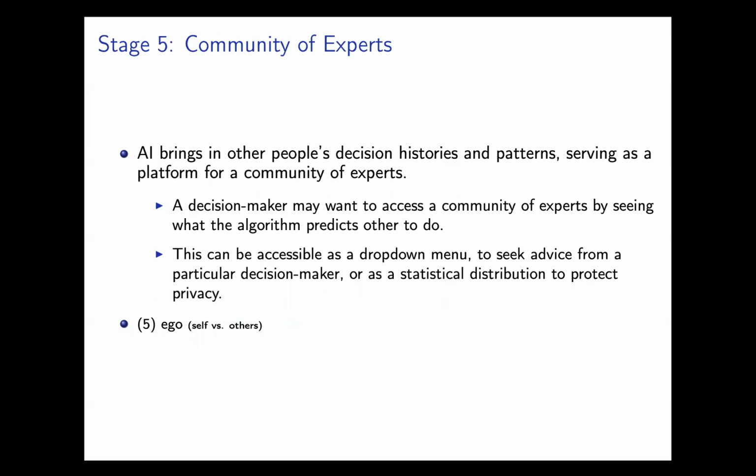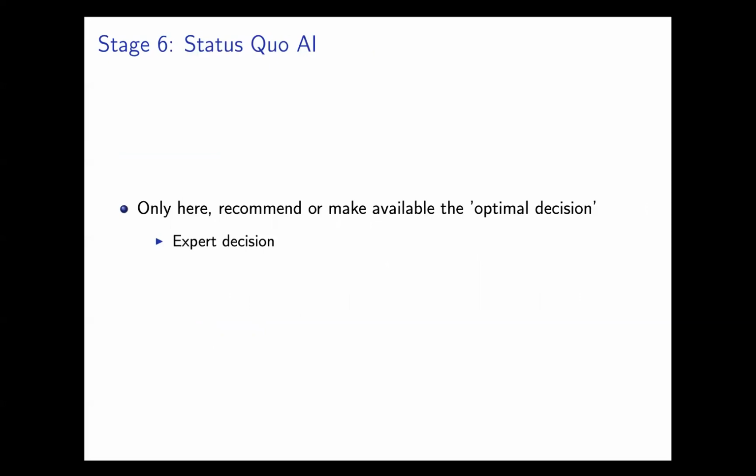You see what the algorithm predicts that others would do. Again, accessible as a drop-down menu. You can seek the advice from a specific decision maker, or you see a statistical distribution of others' decisions to protect individual privacy. So here, we lean into the motives of ego, comparing yourself to the others, or possibly knowing that you're being shown to the others. Only in stage 6, you have the current status quo, where you recommend or make available the quote-unquote optimal decision, if any, something that the experts have decided.